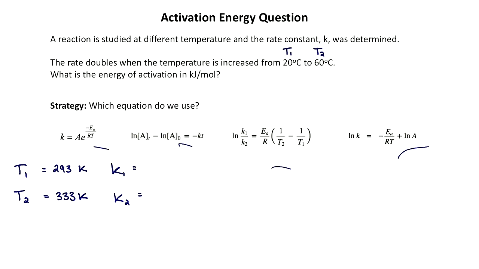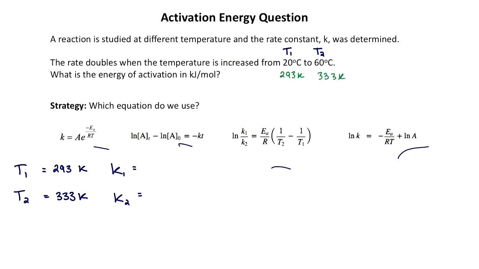T1, add 273, so this is 293 Kelvin, and 60 degrees Celsius is 333 Kelvin.